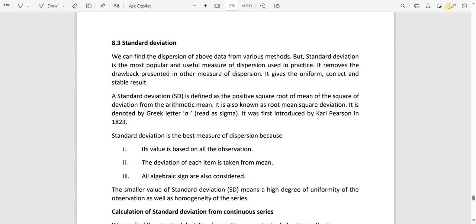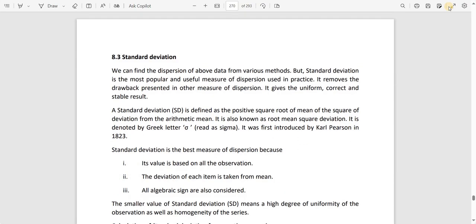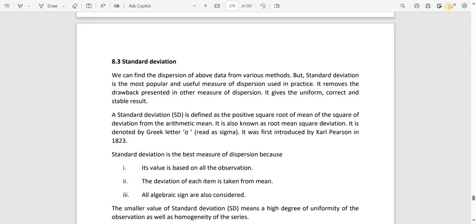We can find the dispersion of the above data from various methods, but standard deviation is the most popular and useful measure of dispersion. The dispersion methods we used previously were different, but standard deviation is more popular and very useful in practice. It removes the drawbacks present in other measures of dispersion. It gives uniform, correct and stable results.